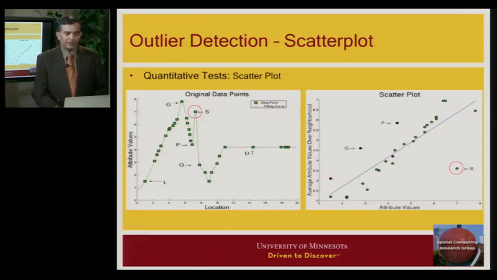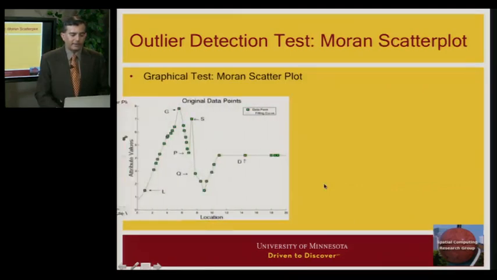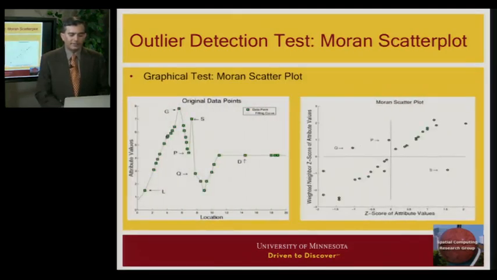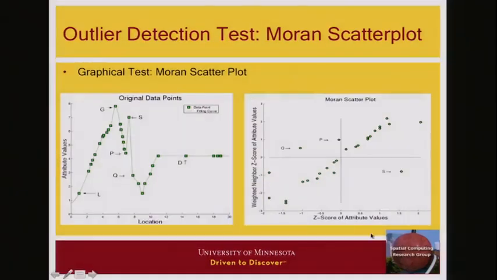Now, scatter plot has been refined a little bit to something called Moran's scatter plot, where the x and y axis are refined slightly. Okay, so let's quickly take a look at that. So in Moran's scatter plot, the x and y axis, instead of being the attribute value or neighborhood average attribute value directly, they are normalized statistically. Okay, so they are the z score.